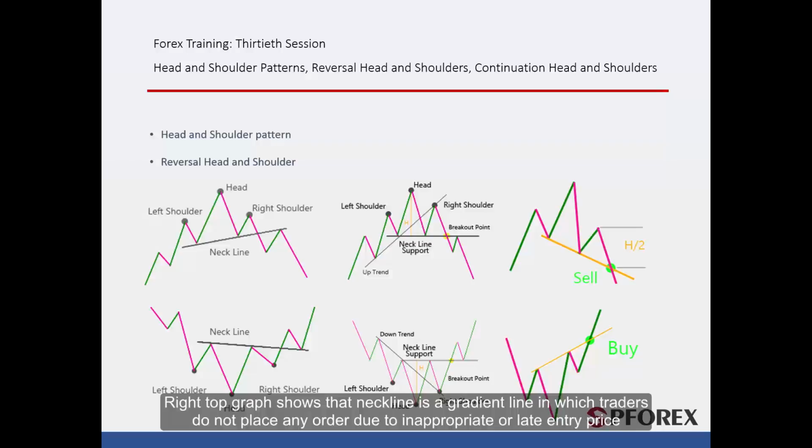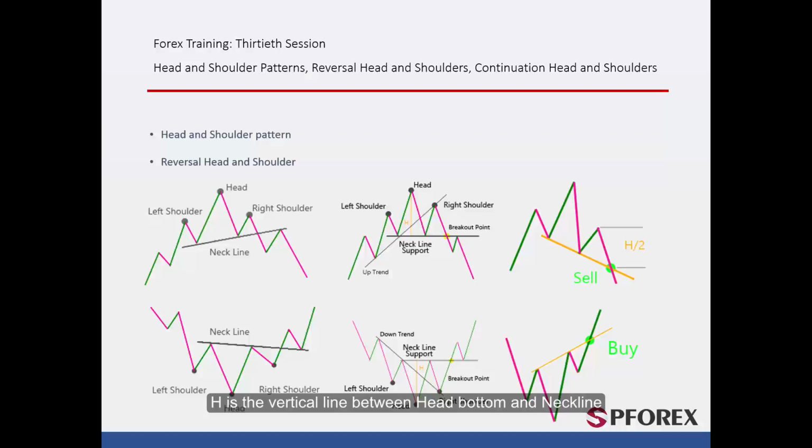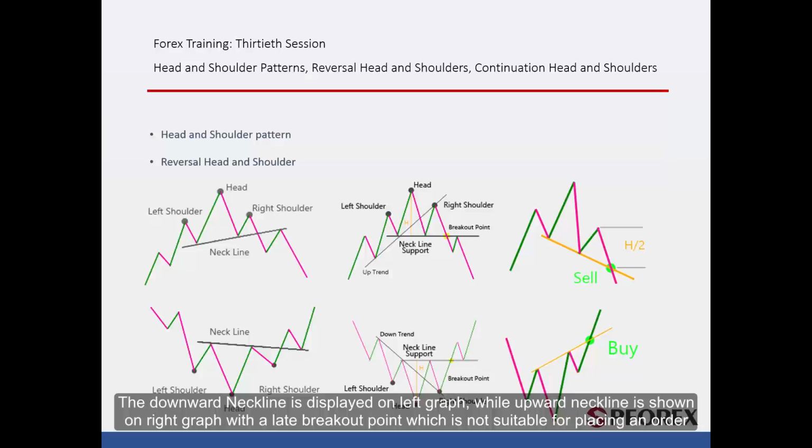The right top graph shows that neckline is a gradient line in which traders do not place any order due to inappropriate or late entry price. In decreasing mode, neckline connects the left shoulder peak to the right shoulder peak. H is the vertical line between head bottom and neckline. The downward neckline is displayed on the left graph, while upward neckline is shown on the right graph, with a late breakout point which is not suitable for placing an order.